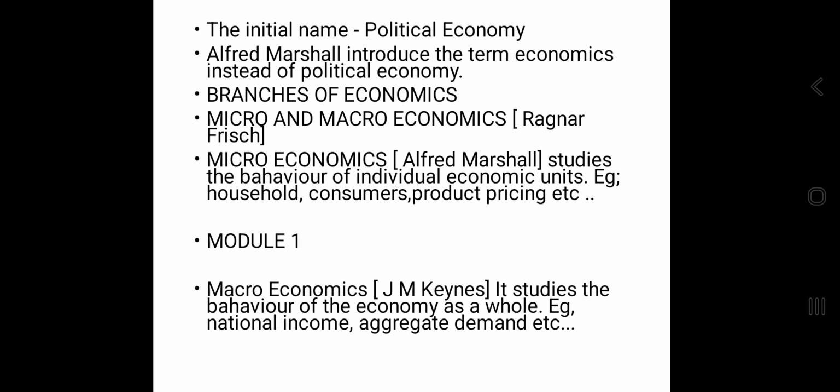And what are the branches of economics? There are two important branches of economics, micro as well as macro. Micro studies individual behavior, and the father of microeconomics is Alfred Marshall. Macroeconomics studies the aggregate whole economy, the aggregates of the economy. That means it considers the whole economy. So Alfred Marshall is considered the father of microeconomics, and John Maynard Keynes is considered the father of macroeconomics. Don't be confused. And Ragnar Frisch is an economist who coined the terms micro as well as macro.